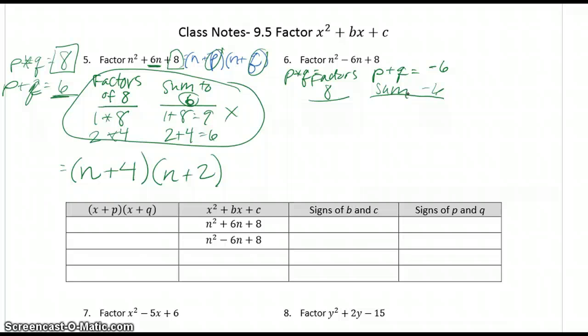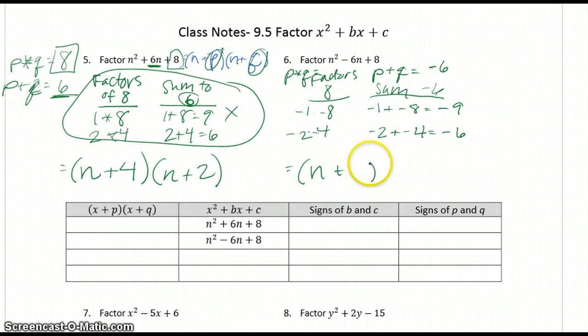So we can again do our factors of 8, 1 and 8, and 2 and 4, but we change them so that they are both negative. Negative 1 times negative 8 gives us positive 8. But when we add those, negative 1 plus negative 8, we get negative 9. And we have negative 2 and negative 4. Negative 2 and negative 4 added together do give us a negative 6. So when I write my answer as n plus some number p times n plus some number q.